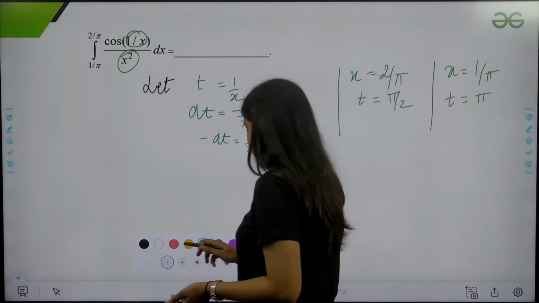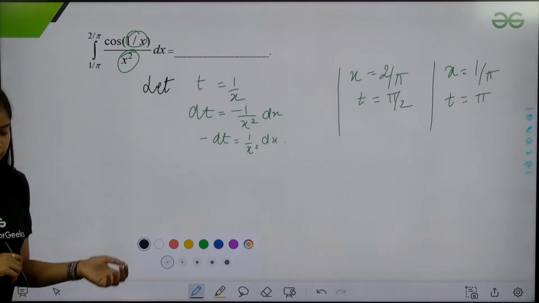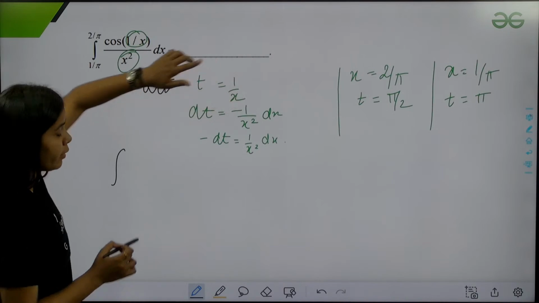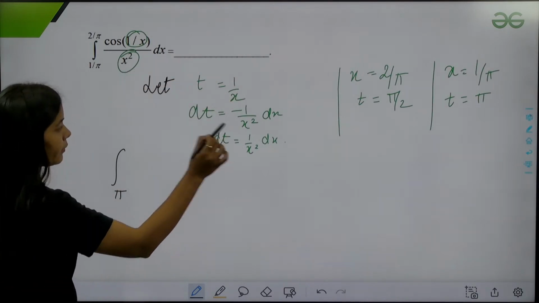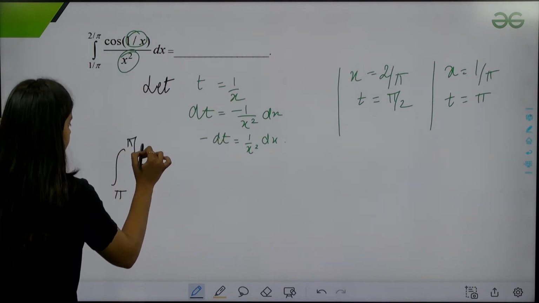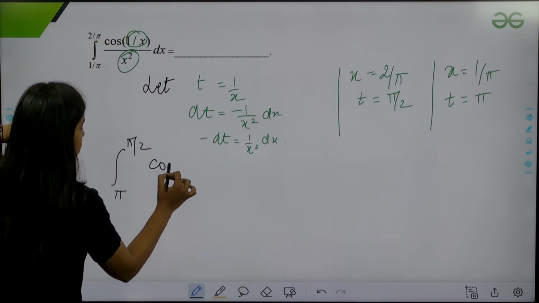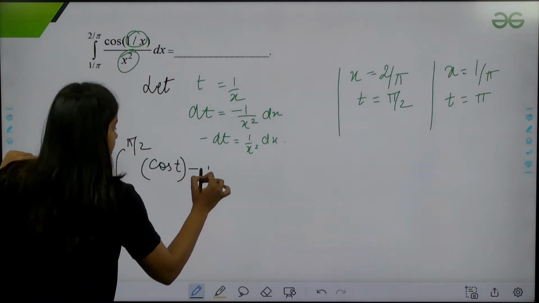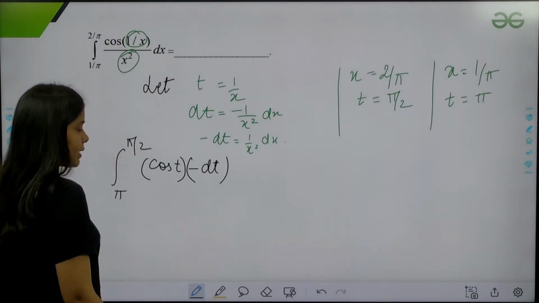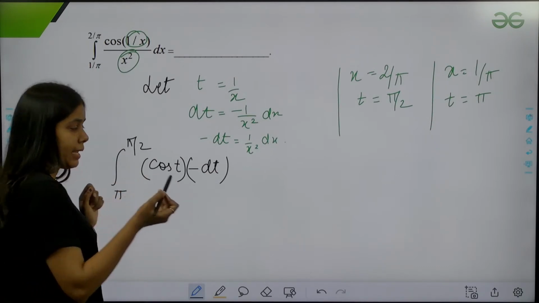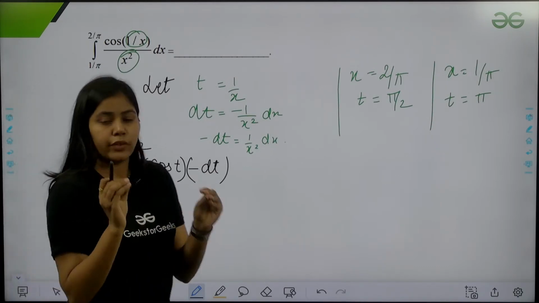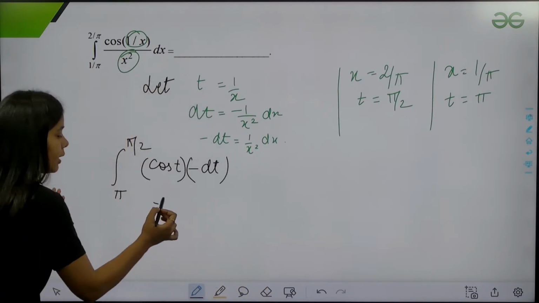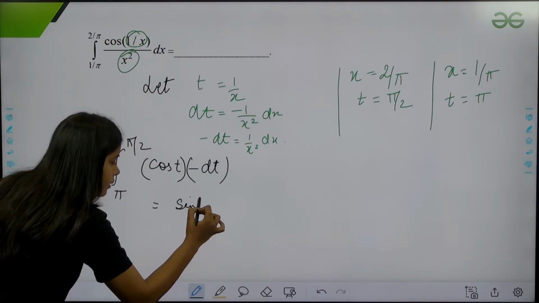Now let's integrate, right? The limits of integration, when we have 1 by pi, get changed to pi, and when we have 2 by pi, get changed to pi by 2. Cos 1 by x is cos t, and 1 by x square dx is minus dt. So that would be minus dt. Let's integrate. Integration of cos t is sin t, right? Formulas of differentiation and integration should be on your fingertips to solve this type of question. Integration of cos t will be sin t.